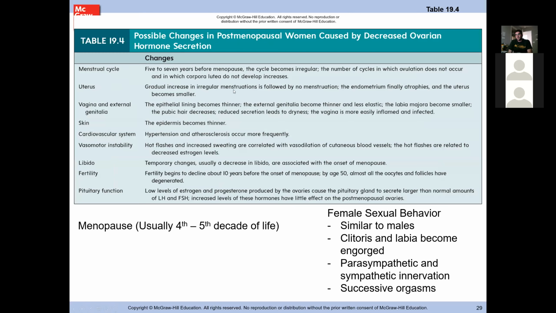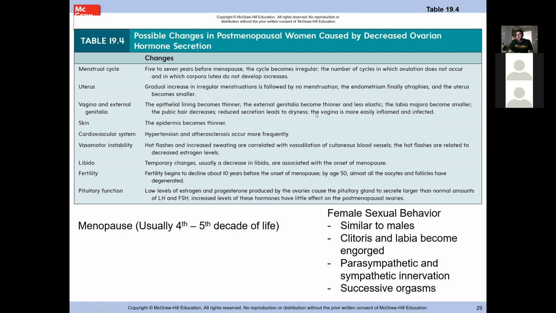So 5 to 7 years before menopause, the cycle becomes irregular, and the number of cycles in which ovulation does not occur and into which corpora lutea do not develop increases. So the corpora lutea, again, is important for successful implantation. The uterus itself has a gradual increase in irregular menstruations followed by no menstruation. The endometrium will finally atrophy and the uterus becomes smaller as a result. The epithelial lining of the vaginal canal and external genitalia becomes thinner. The external genitalia become thinner and less elastic, and the labia majora becomes smaller.